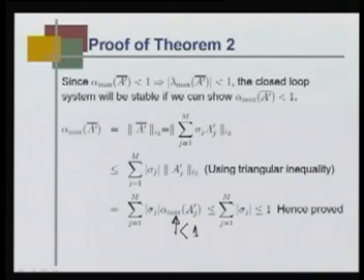Because this quantity is less than 1, I can write this as less than or equal to sigma j, and you know that sigma j for j equal to 1 to m is 1. So this is less than 1. So alpha max, the largest singular value of A dash, is also less than 1.